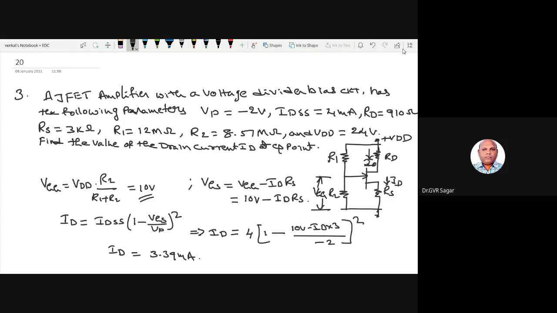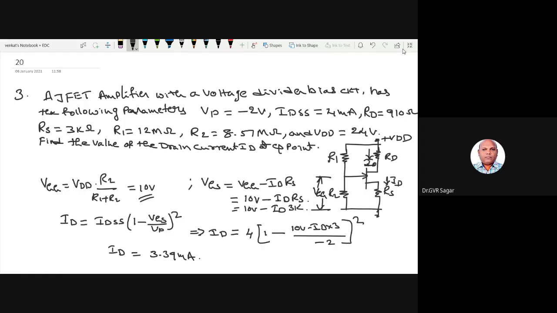So VGG I got 10 volts, and then 10 volts minus ID into RS. RS is given as 3 kilo ohms. So this is equal to 10 volts minus ID into 3 kilo. Now I am using this to find the value of drain current ID at the Q point.